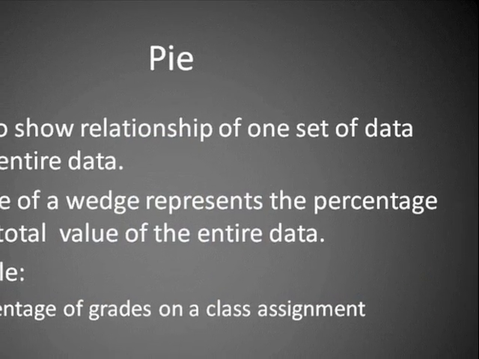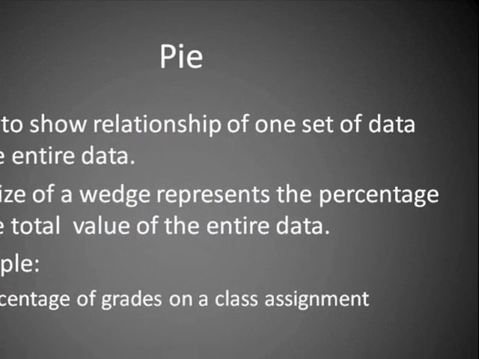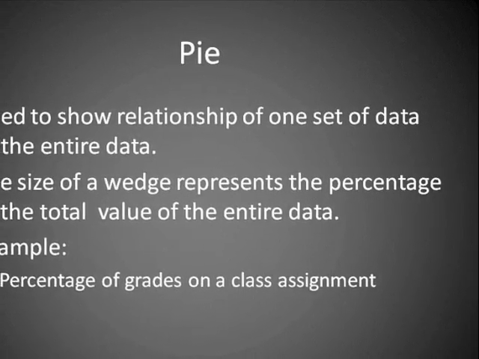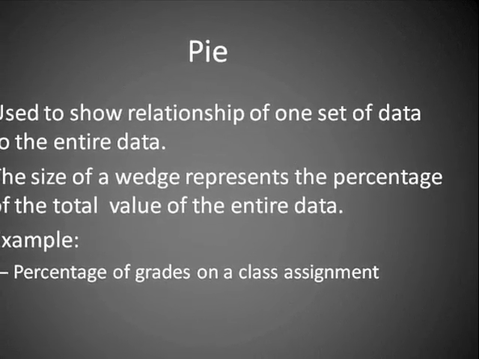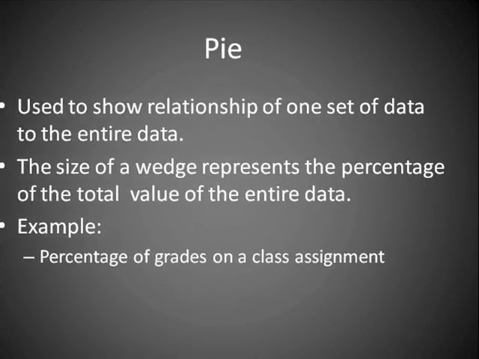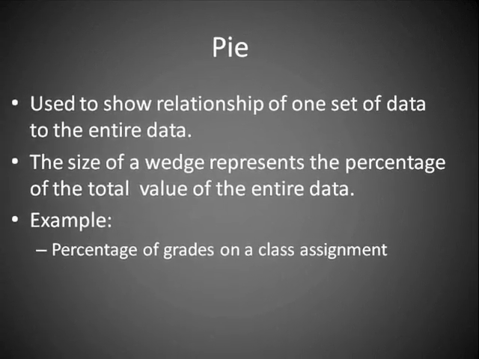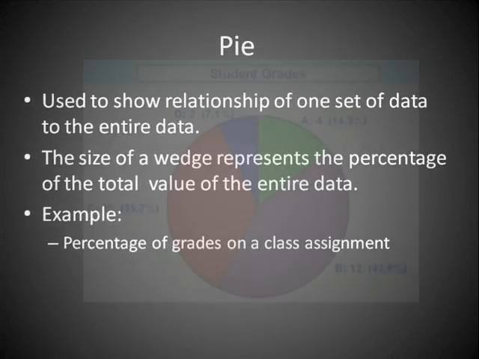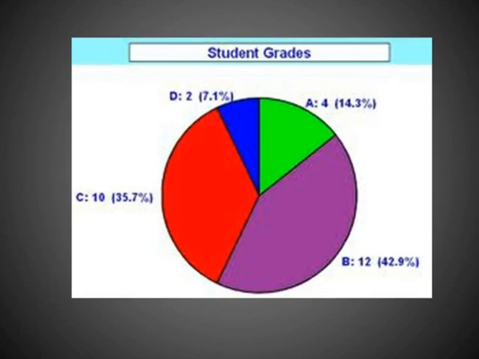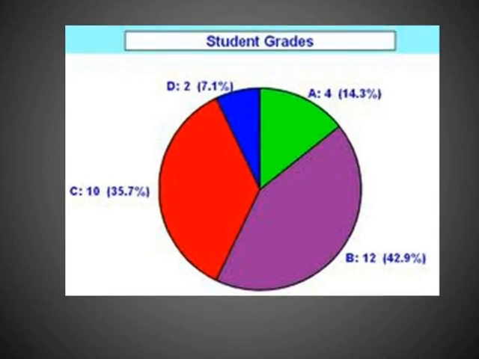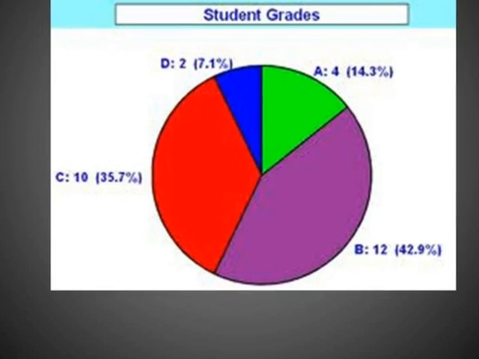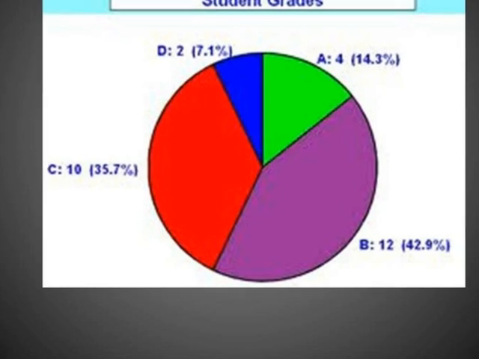A pie chart is used to show the relationship of one set of data to its entire data. The size of a wedge represents the percentage of the total value of its entire data. Examples of this could be the percentage of grades on a class assignment. On our next slide, we will see an example of a pie chart. As we can see in this example, most students in this class received a B on a particular test in comparison to the other grades that were given. And if we look closely, we see that D was the lowest.